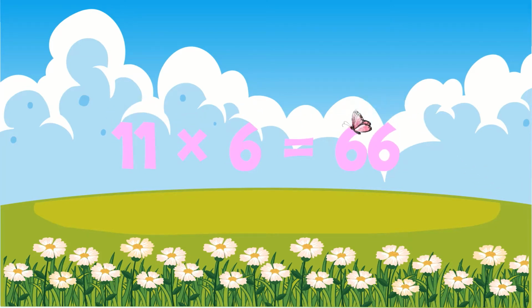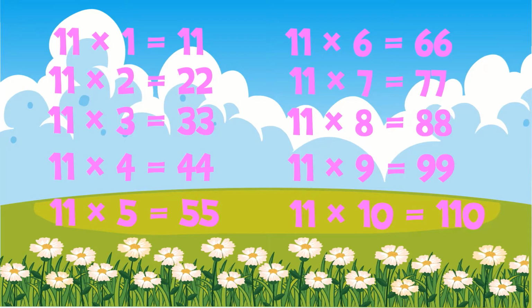11 sixes are 66. 11 sevens are 77. 11 eights are 88. 11 nines are 99. 11 tens are 110. So kids, now repeat with me.